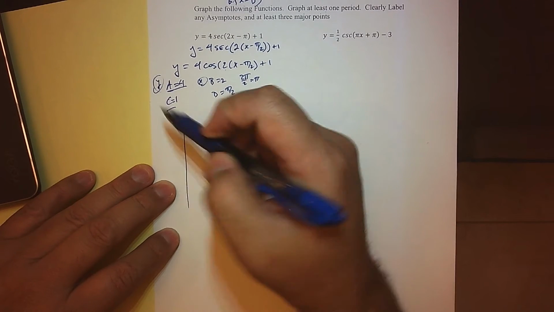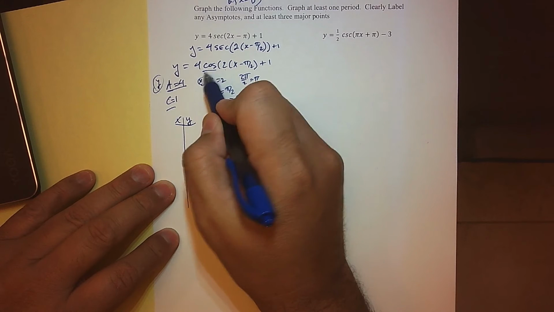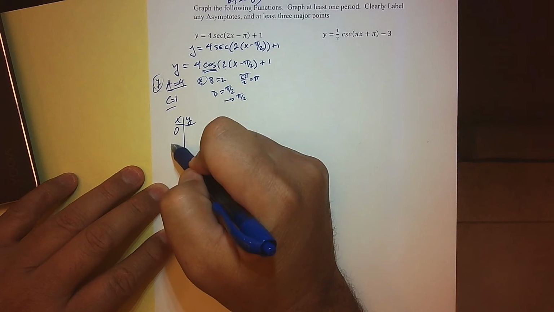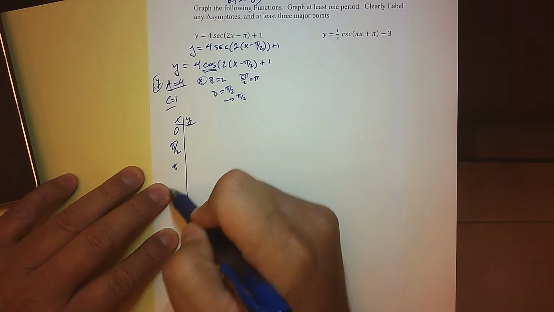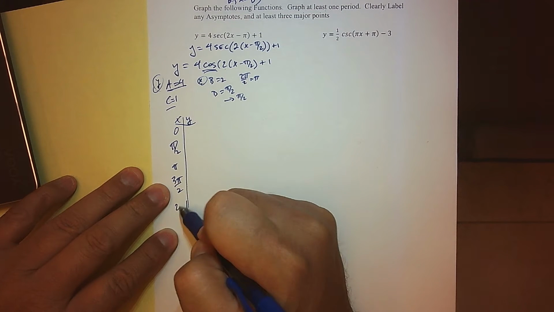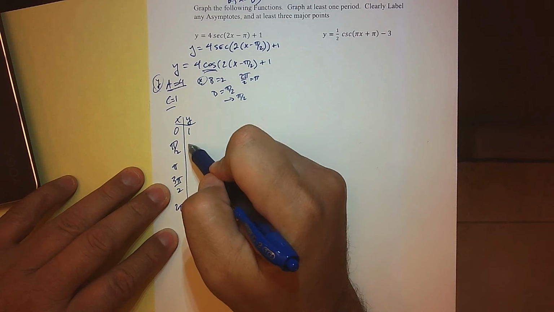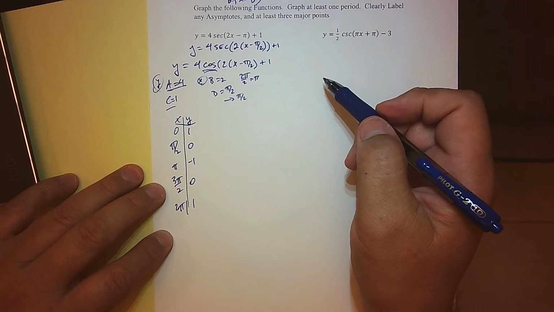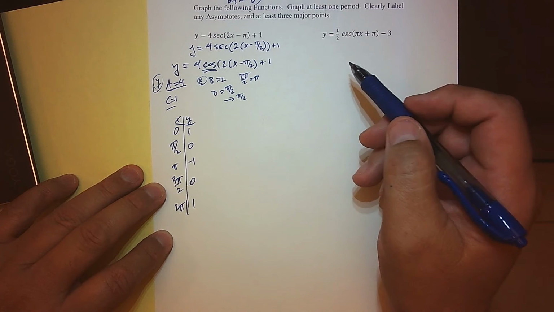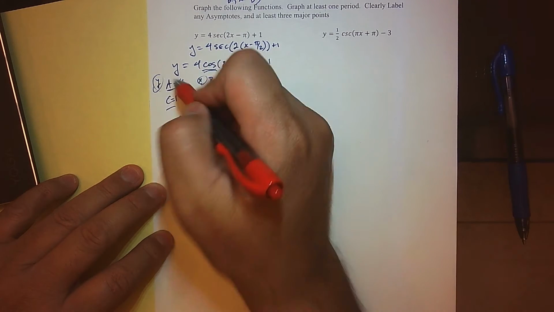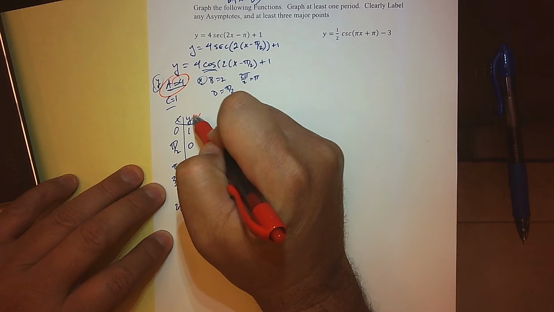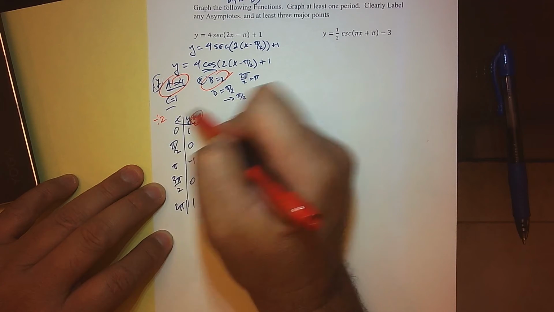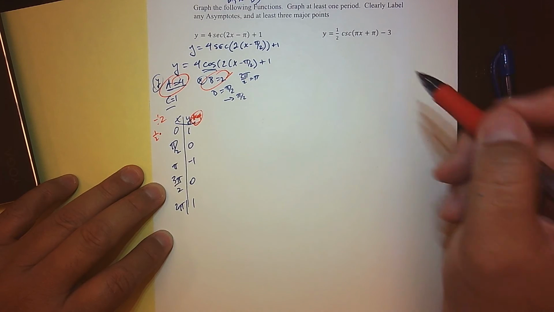So like we did earlier in this chapter, we're going to take a look at what are all the major data points on cosine. Well, 0, pi over 2, pi, 3 pi over 2, and 2 pi. And then 1, 0, negative 1, 0, and 1. So those are the main data points on a cosine graph. So first we do multiplications and divisions. Let me change pens. So we're going to be multiplying all my y values by 4, and we're going to be dividing all my x values by 2, which means we're actually multiplying by a half.